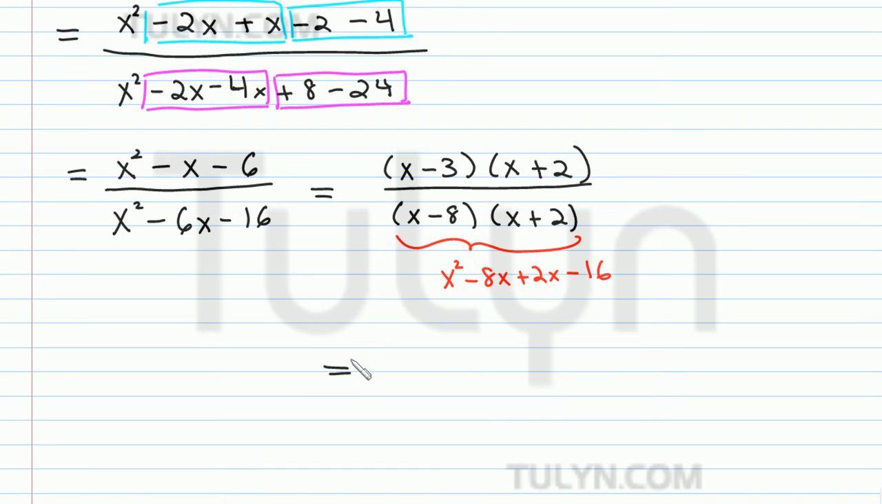And now there's an x plus 2 in the numerator and the denominator. So we can cancel those out, and then what we're left with is x minus 3 over x minus 8. And since there's nothing else to do, this is the final answer.